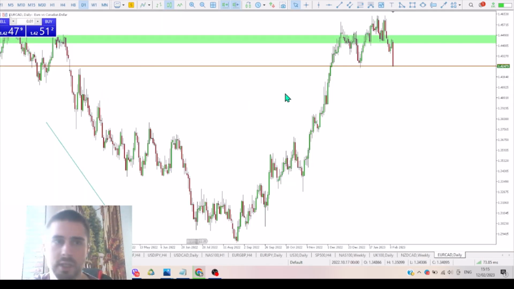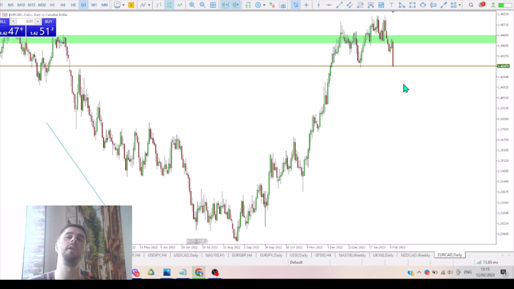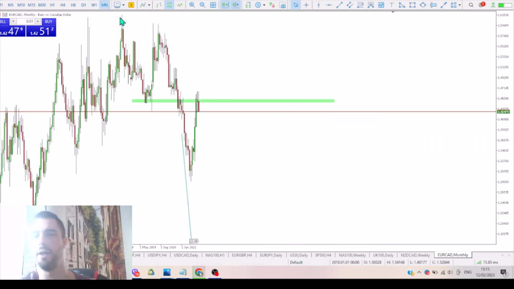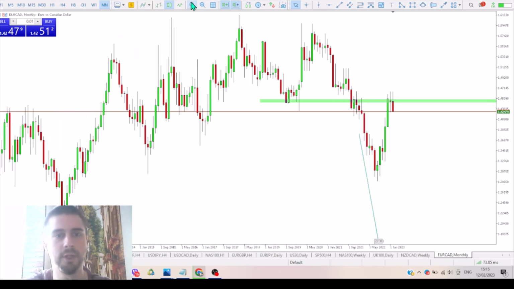Let's see how is the USD CAD, and here we can see a very strong bullish trend, and currently we are in a reversal state, actually in a correction state. So on the weekly chart you can see that we have reached an important resistance area, and it's even more clear on the monthly chart. So we have the two super bullish candles and we have the doji candle or the spinning top, which can be a sign of a reversal.